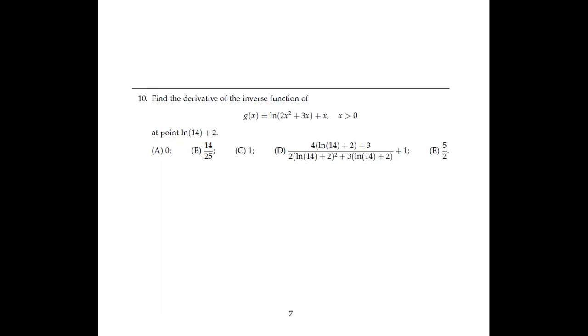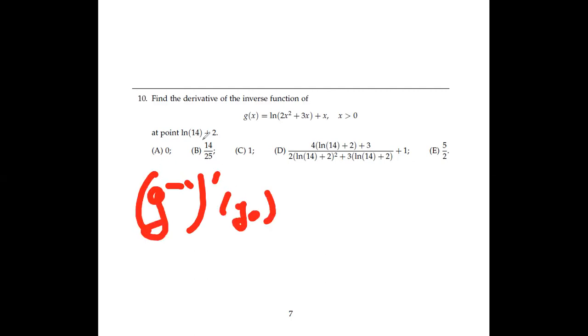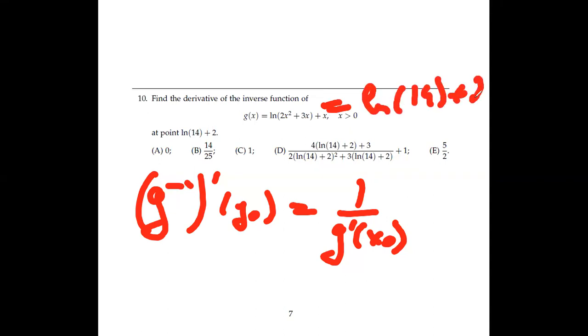Find the derivative of the inverse function of this, at the point logarithm 14 plus 2. The formula for the derivative of inverse function is g inverse prime at our y0, which is logarithm 14 plus 2, is 1 over g prime at x0. What is x0? Could you find x for which this number is ln 14 plus 2? Yes, 2. X is 2. So we should calculate the derivative of g at 2 and have 1 divided by that number.